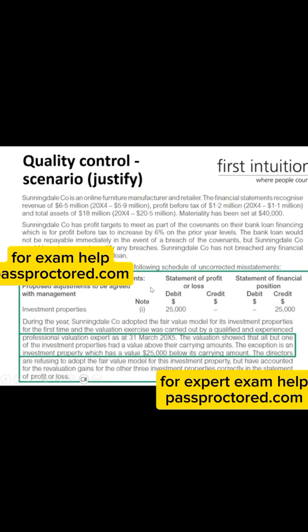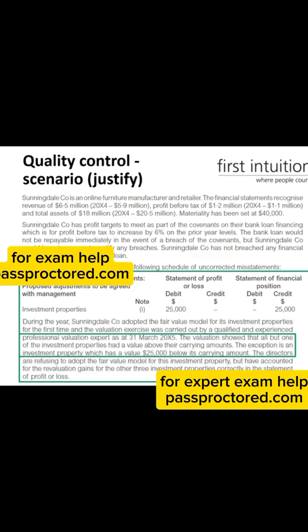There's a schedule of uncorrected misstatements. You can pause or take a picture of the screen if you want. There's a schedule and there's $25,000 that's wrong. And in particular, the thing that's wrong is in the blurb below. It says they have investment properties and they use the fair value model, but one of the investment properties had a value that was lower, so they had to effectively reduce the value of that by 25,000. But they said, no, we're going to use the other three at fair value, but basically because that one's gone down, I'm going to leave that one where it is.